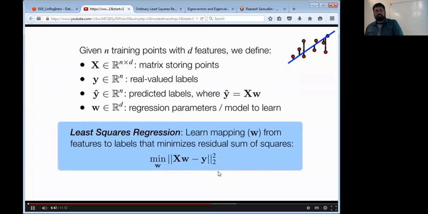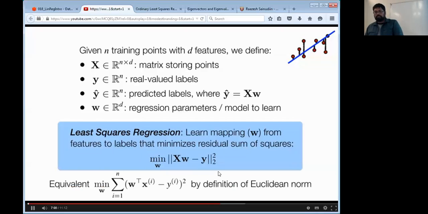Now that we have this notation in place, we can define least squares regression via the following expression. In this equation, we're computing the squared Euclidean norm of the difference between two vectors, y hat and y, and we call this difference the residual vector. Note that this new equation is equivalent to the equation from the previous slide involving explicit summation. You can see this by looking at the definition of the Euclidean norm. For those of you less comfortable with matrix and vector notation, I'd encourage you to go through this exercise to prove to yourself that these two equations are in fact the same.